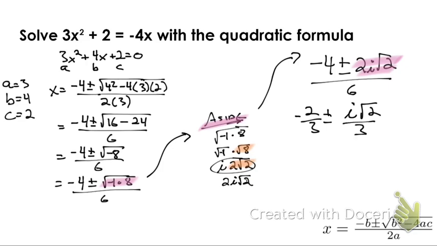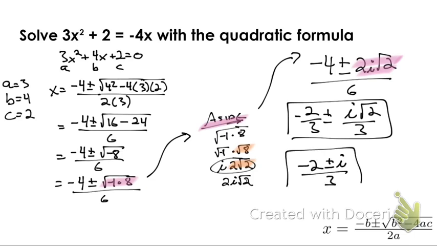So a few different forms you could write that answer. You could leave it like that. You could leave it as negative 2 plus or minus i all over 3, like that. Either of those would be acceptable in this case.